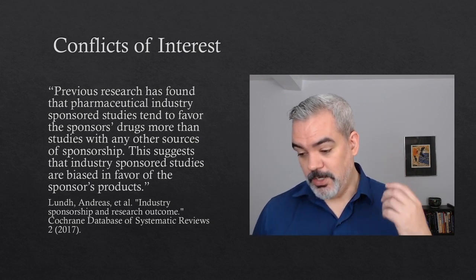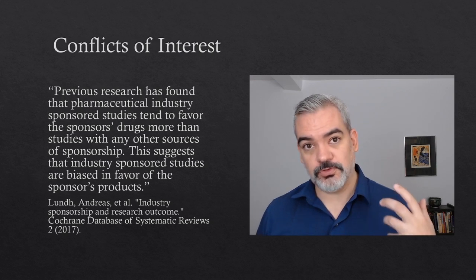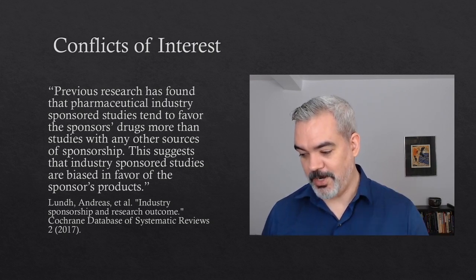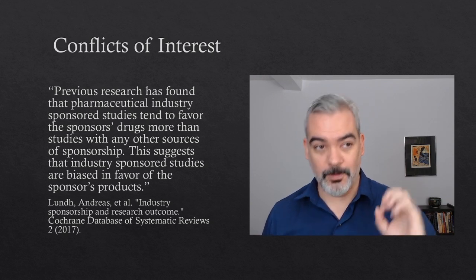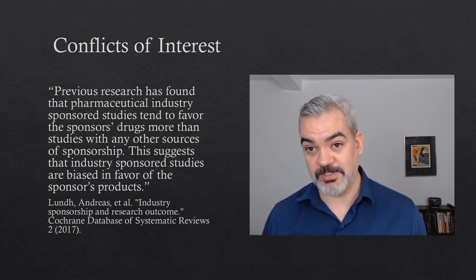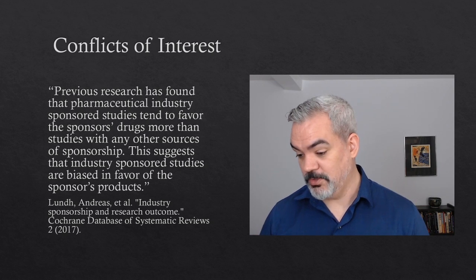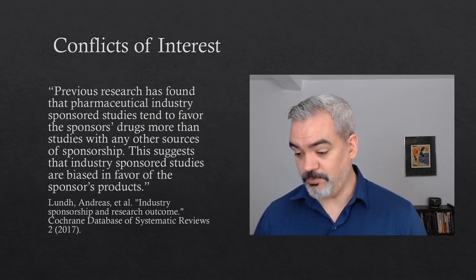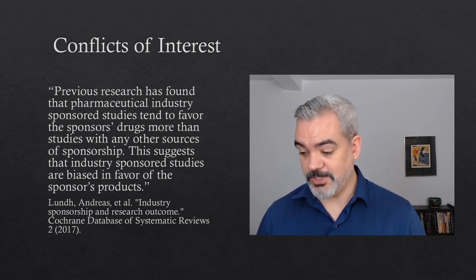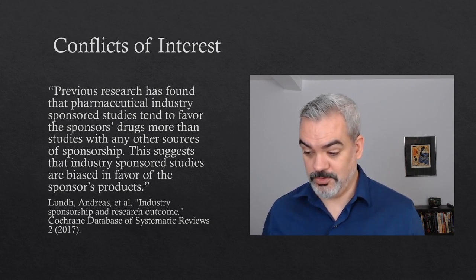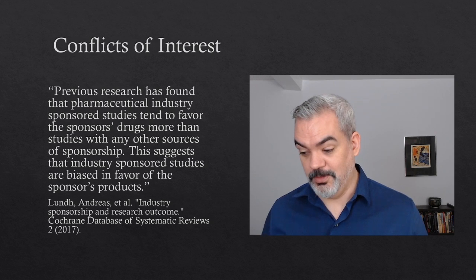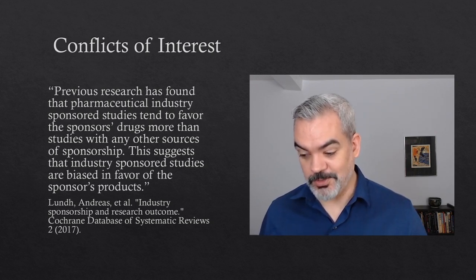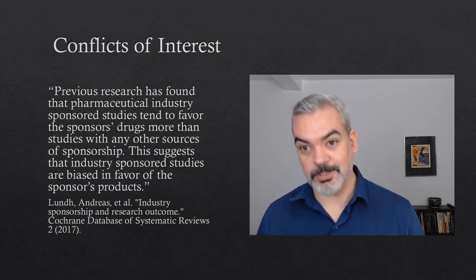So systematic studies have shown that clinical trials of drugs, when supported by a company trying to get approval for that drug, are more likely to find that it's safe and effective. So here's a quote from a systematic survey of that. Previous research has found that pharmaceutical industry-sponsored studies tend to favor the sponsor's drugs more than studies with other sources of sponsorship. This suggests that industry-sponsored studies are biased in favor of the sponsor's products.